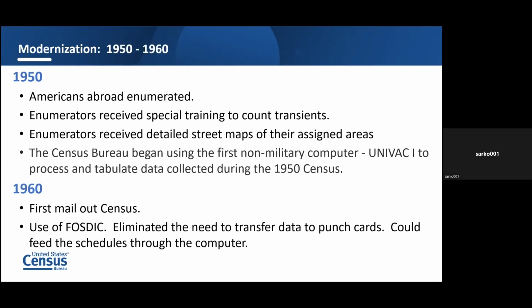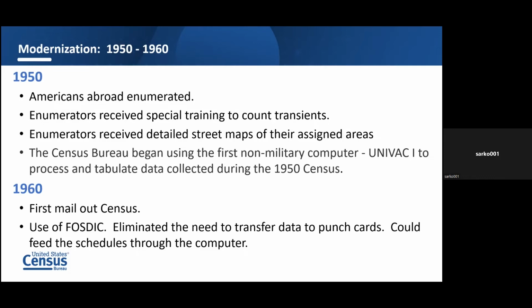In 1950, Americans abroad were enumerated. 1950 actually was the first time we saw a huge number of Americans and their families stationed abroad from the military and from the civilians. We had bases in Germany and Japan and the occupation forces. So this was the first time we had to enumerate Americans abroad.